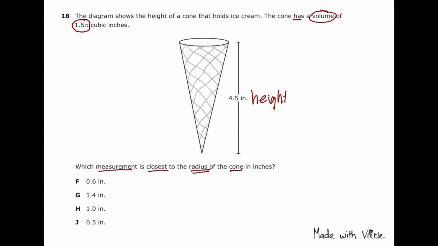Remember, it is important to read two or three times. Then take note of the important information given in the problem. So the volume is given. It is 1.5 pi cubic inches. Height is also given.